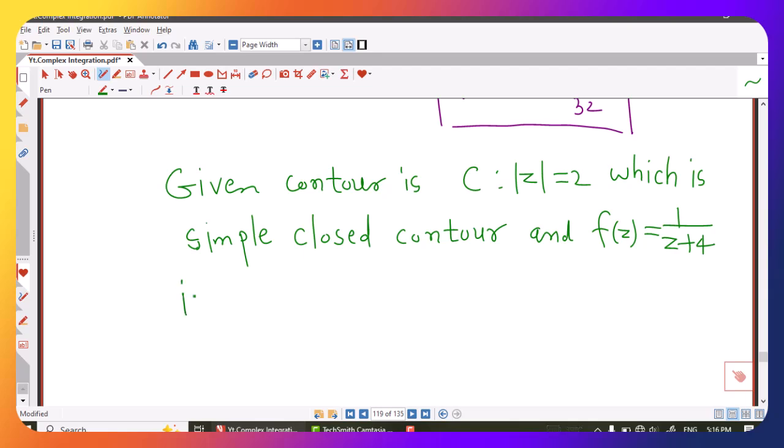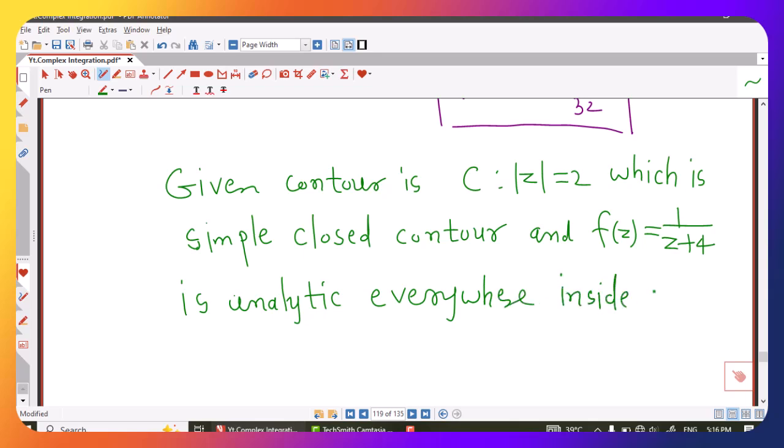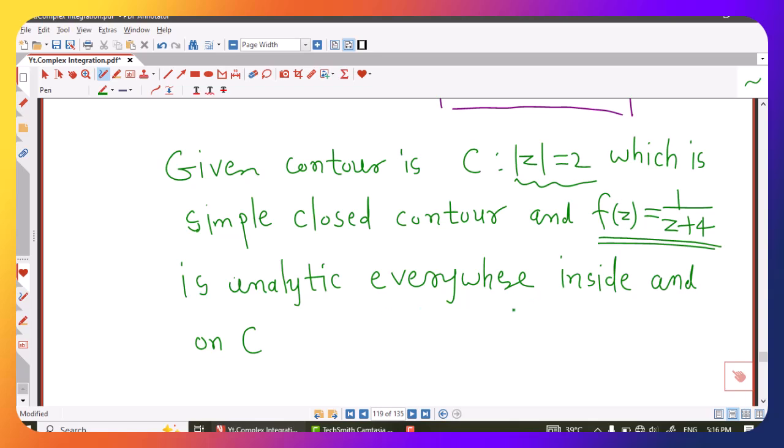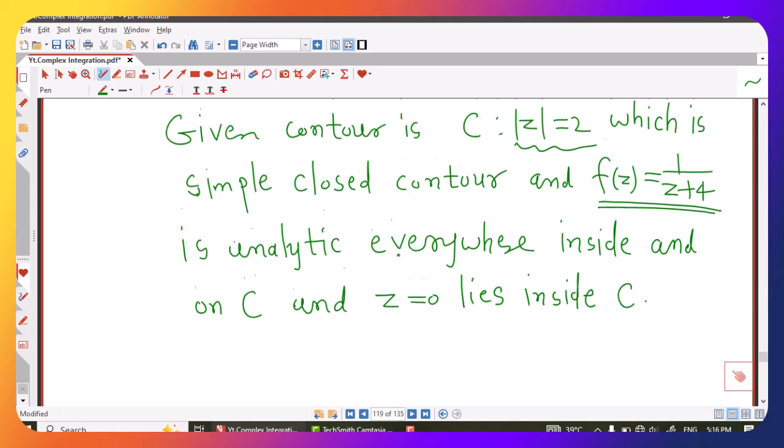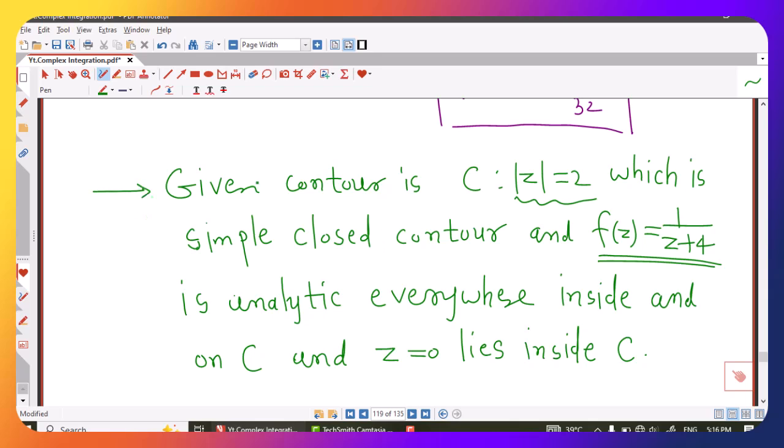This is analytic everywhere inside and on this simple closed contour C. Because this function is not analytic at z equal to minus 4 only, and z equal to minus 4 is outside this circle. Therefore, this function is analytic everywhere inside and on this simple closed contour, and z equal to 0 lies inside this circle or inside this simple closed contour. So we require these conditions to apply Cauchy integral formula.